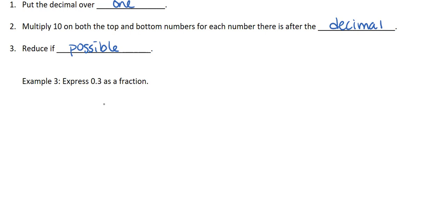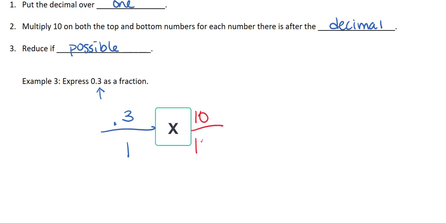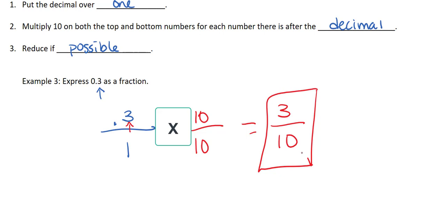Express 0.3 as a fraction. There's one number after the decimal, so we put 0.3 over 1. Then we multiply by 10 on both the top and the bottom. We only do 10 once because there's only one number right after the decimal. So 0.3 times 10 is 3, and 1 times 10 is 10. That's our answer because it's our reduced fraction.